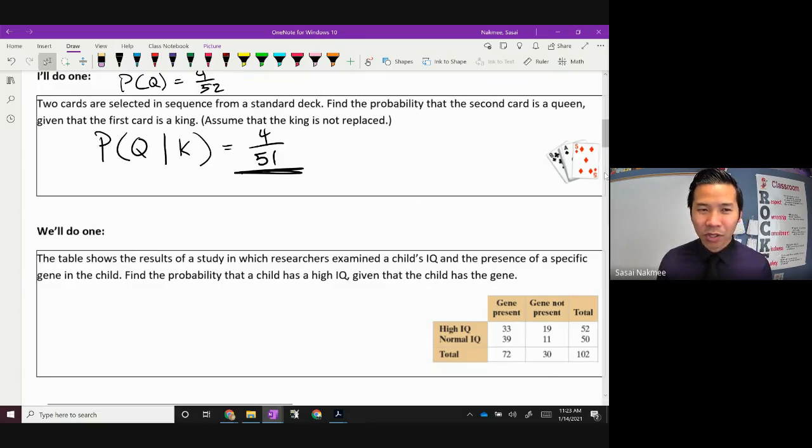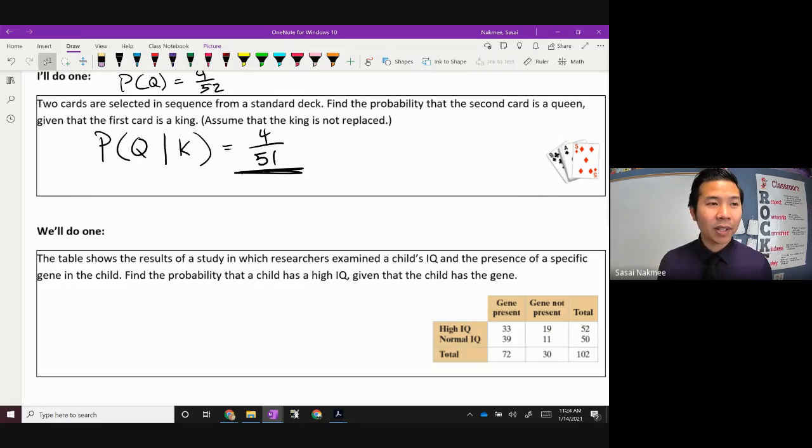So when you look at this chart, you're looking at a breakup of those data values, right? So we know that 52 children have the high IQ and 50 children have a normal IQ. We also know that 72 children have the gene present and 30 children do not have that gene present. We don't know what that gene is. They're just saying it's this specific gene that they're talking about in here. And we're going to figure out what the heck that is.